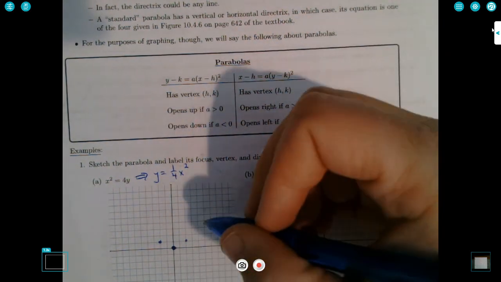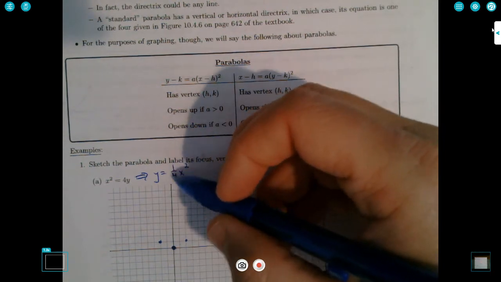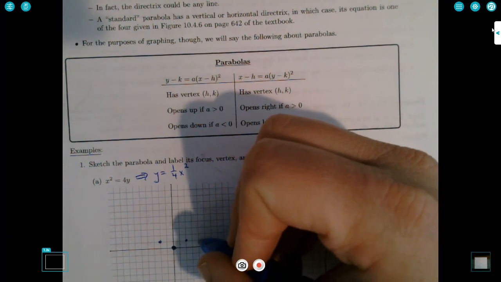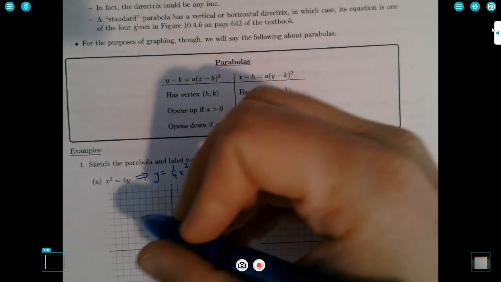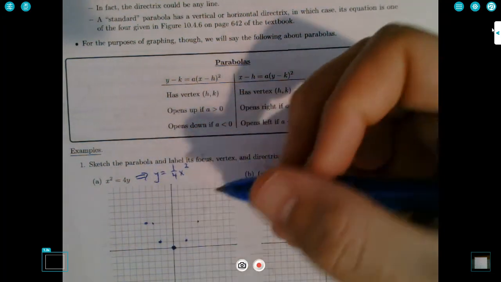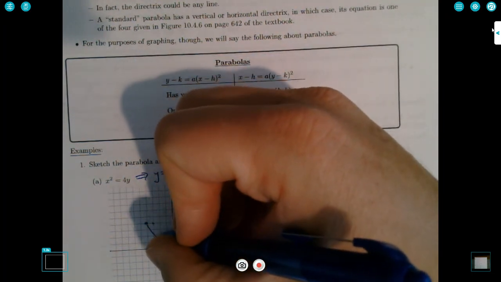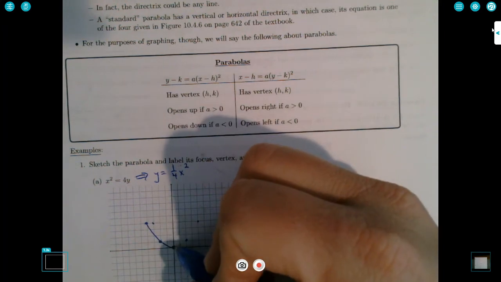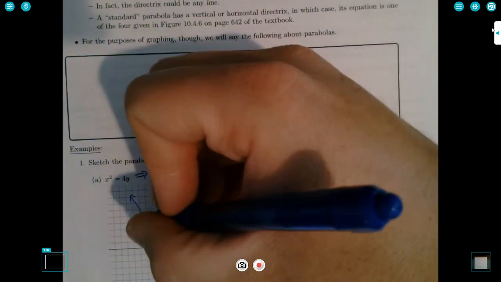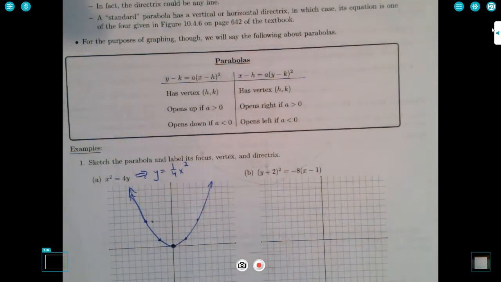We could go over 4 and up 16. When you divide it by 4, it should be 4. So over 4, 1, 2, 3, 4. Up 4, 1, 2, 3, 4. So you get this kind of wide parabola because we're multiplying by a 1/4. But that's how you would do these ones.